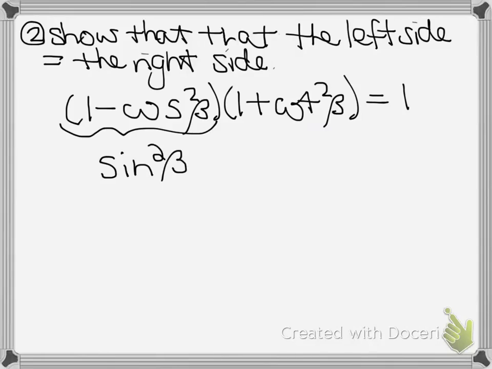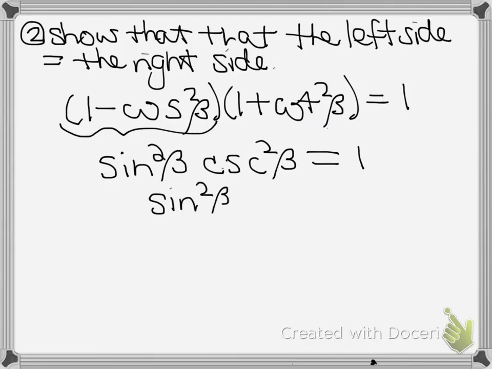Times 1 plus the cotan squared beta. Well, I know that 1 plus the cotan squared equals the cosecant squared beta. Again, we're saying that that equals 1. So we're going to keep going. I have sine squared beta times 1 over sine squared beta. Sine squared over sine squared equals 1. 1 equals 1. Check. We did it.